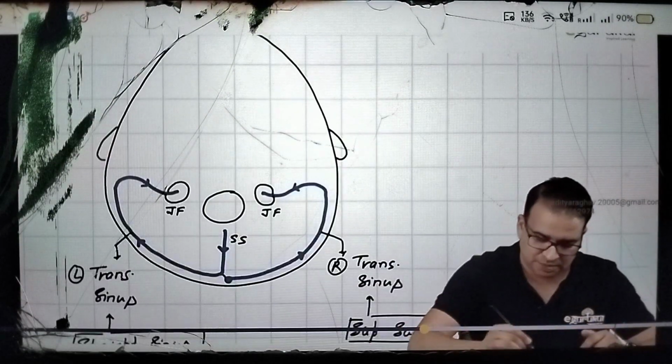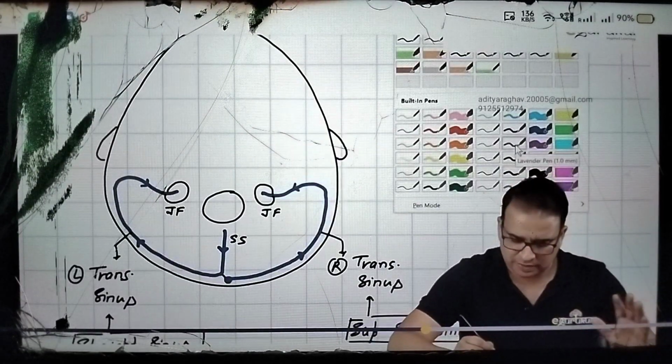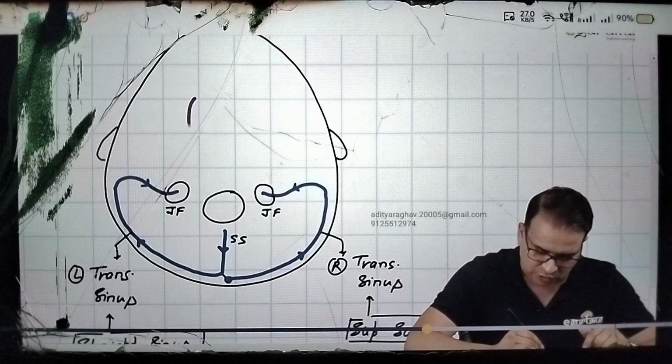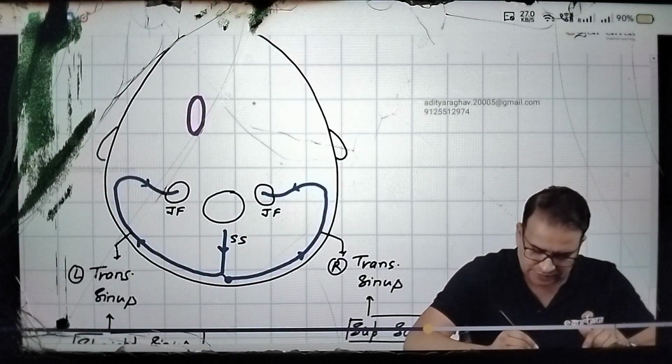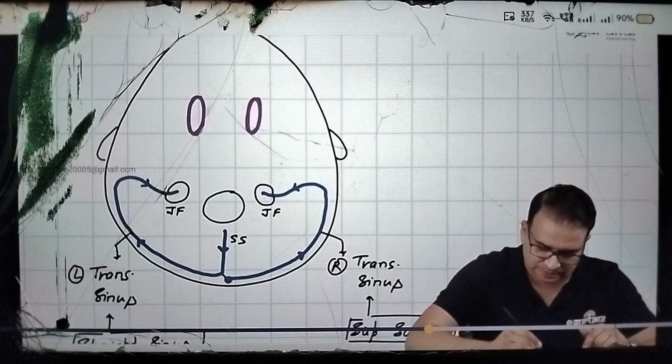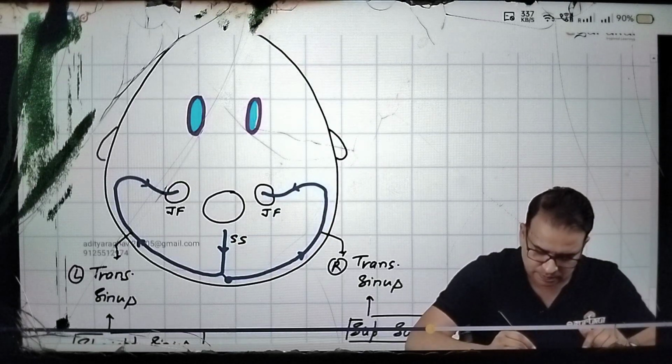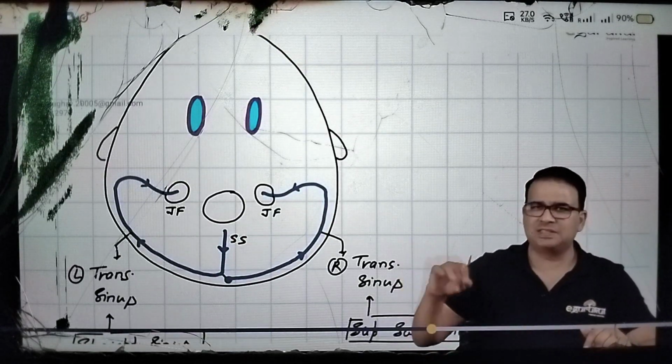So let's say somewhere here is the middle cranial fossa, just use a different color so that it's easy for us to identify. That's a cavernous sinus present on the left side, and here is the cavernous sinus present on the right side. So we are looking at the two cavernous sinuses here, the largest sinus.